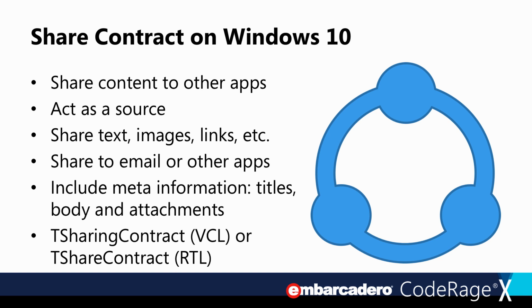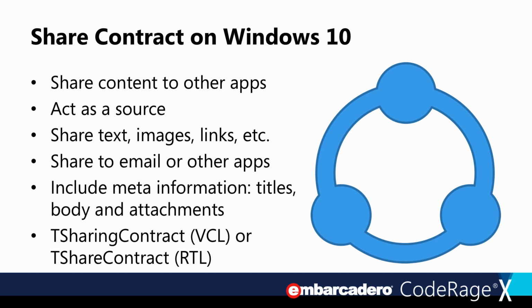So another new feature that WinRT brought was the idea of share contracts. Share contracts allow applications to share data with each other, much like you did with the share sheet on mobile applications. In Windows 10, because WinRT is available to desktop applications, you can now do share as a source from Delphi and C++ Builder applications. This allows you to share text, images, links, etc. You share the data with meta information that specifies titles, body, attachments, etc.